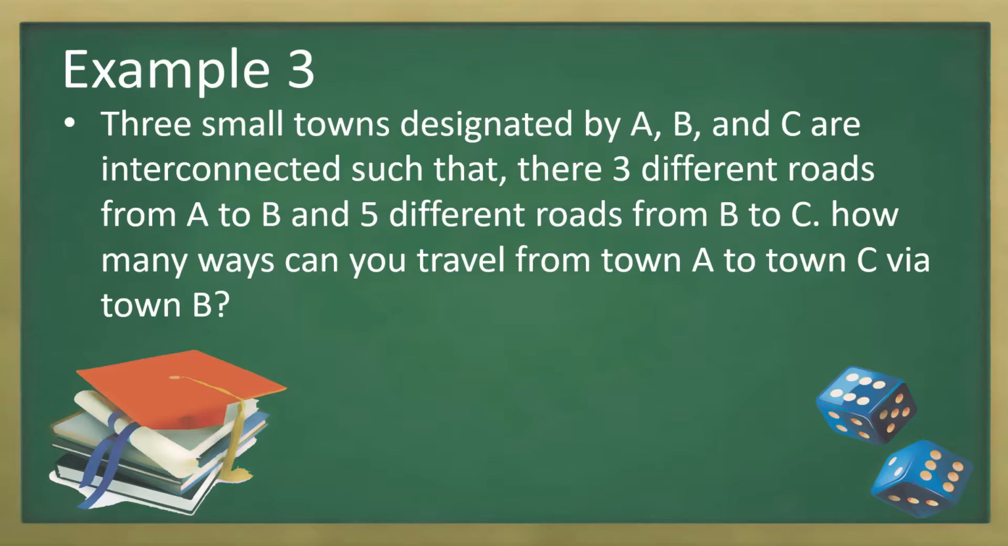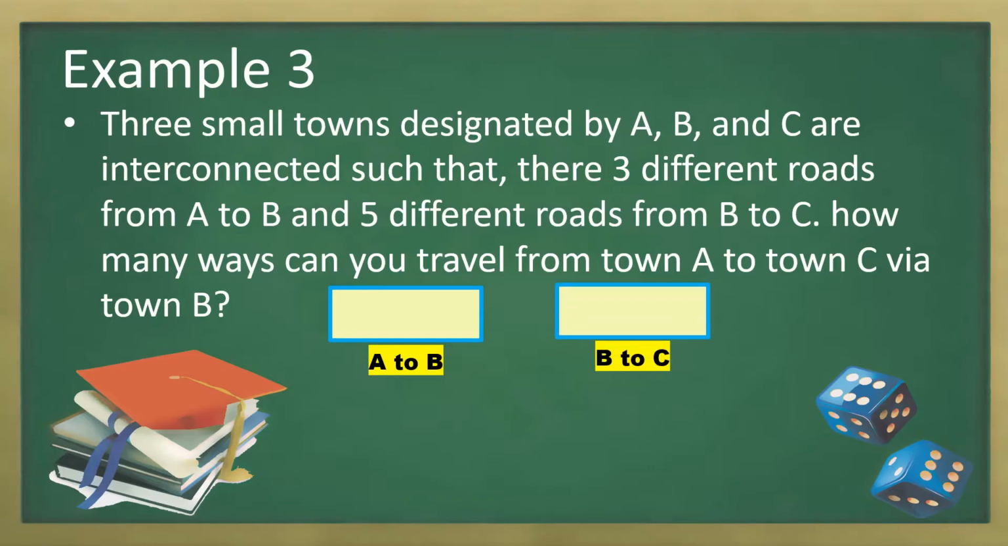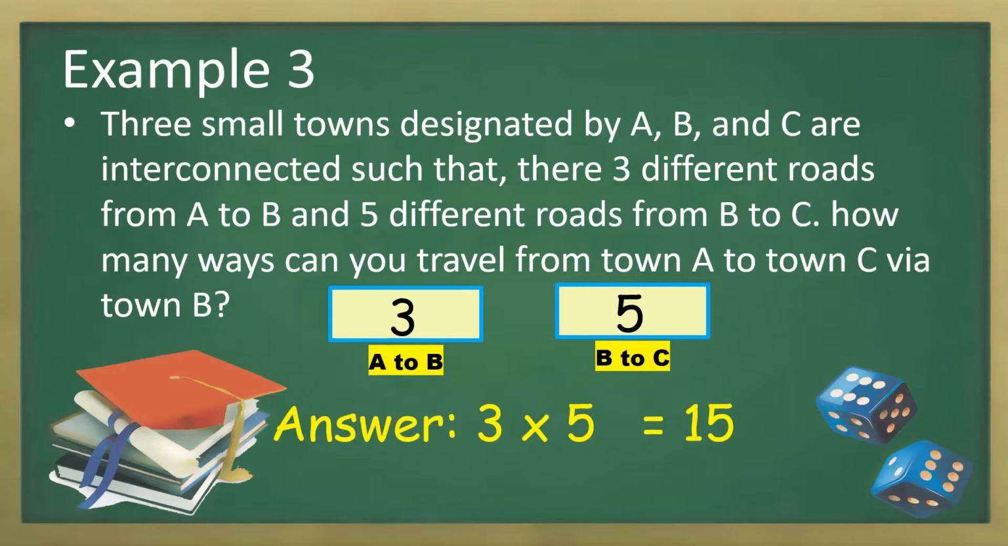So for this one, we are going to have 2 selections. The first one is if you travel from A to B, we're going to choose from 3 different roads. Then next one is when you travel from B to C, you're going to choose from 5 different roads. So A to B will have 3 choices, B to C will have 5 choices. Multiplying this will give you 15. Therefore, you have 15 different ways when you want to travel from A to C via town B.